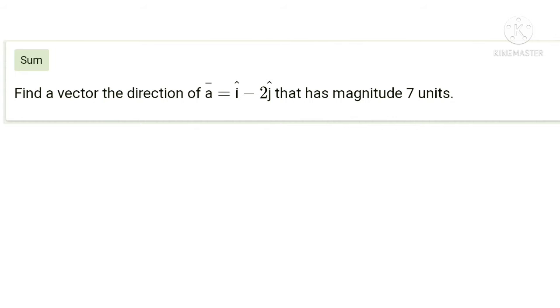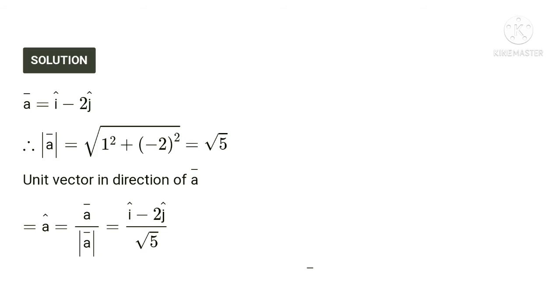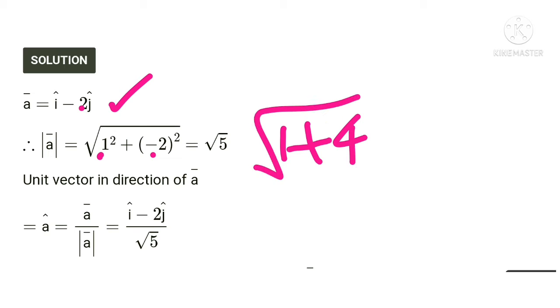Next, question number 7. Find a vector in the direction of A bar, which is equal to i cap minus 2j cap, that has magnitude 7 units. Suppose A bar is the vector i cap minus 2j cap. So how do we find the magnitude of A bar? Magnitude of A bar is equal to root of coefficient of i squared plus coefficient of j squared. The coefficient of i cap is 1 squared plus coefficient of j cap is minus 2 squared. 1 squared is 1 plus 2 squared is 4, so we get root 5.